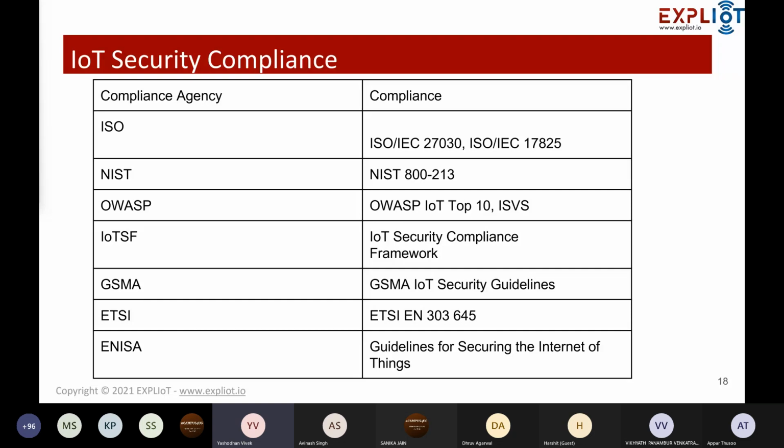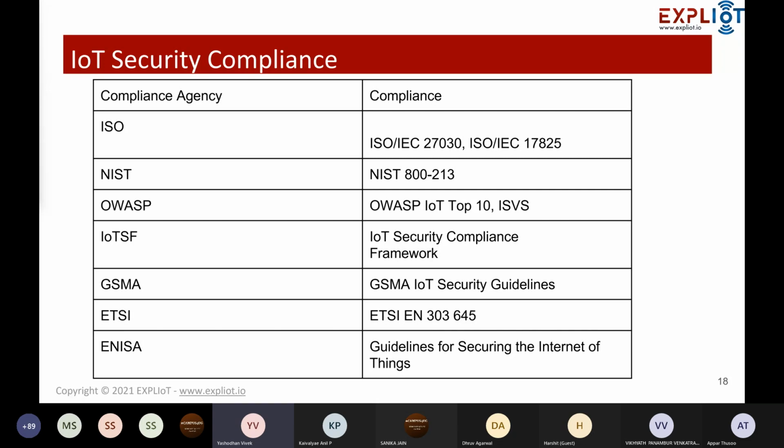Let's say the compliance agency is ISO, and they have ISO security standards like ISO IEC 27030 and ISO IEC 17825. These are more related to side channel attacks on IoT devices. So these come under the standards, meaning that if you are trying to follow this particular framework, you have to follow each and everything from those standards, right?